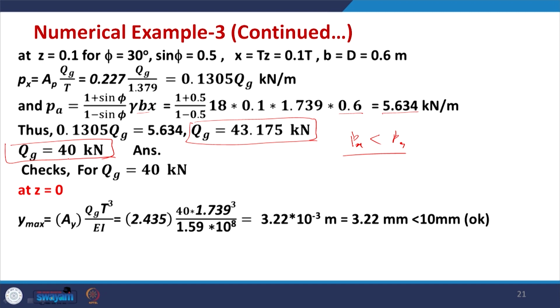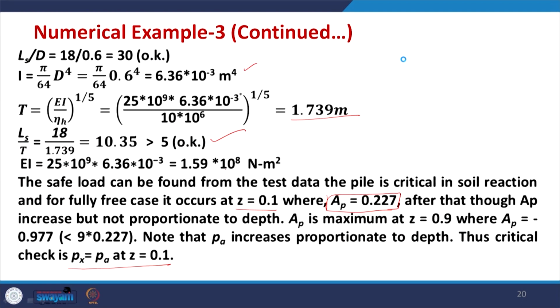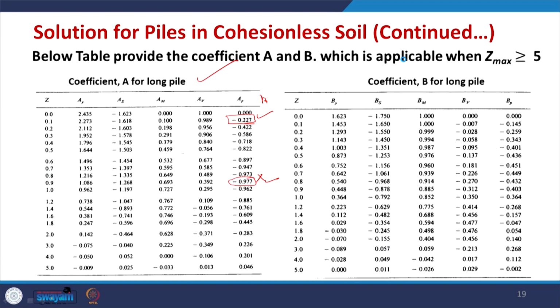For example, for this value of Qz, the maximum deflection calculated comes out from this relation Ay, which is at the top when z equal to 0. So you get 3.2 mm and the allowable value is 10 mm. So it is quite less, no problem. Then we calculate the maximum bending stress, and maximum bending moment comes out to be at z equal to 1.4. Why does this happen, why maximum at 1.4?